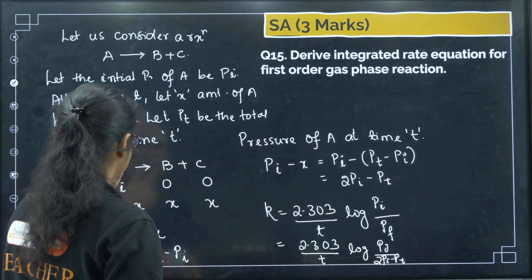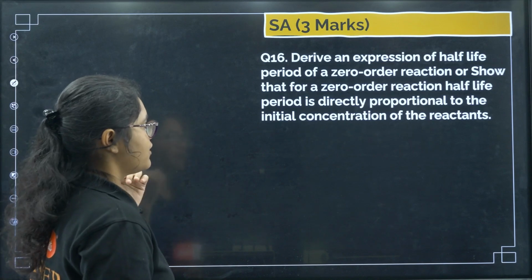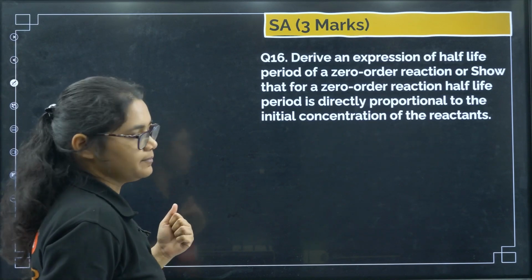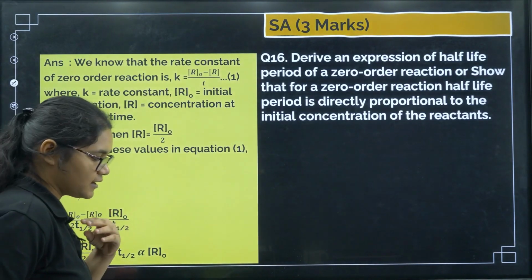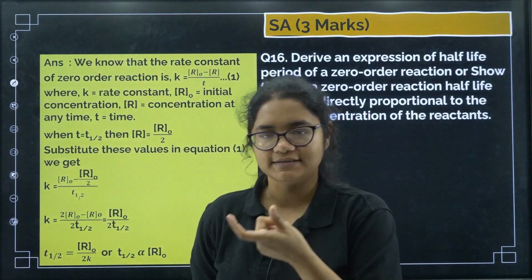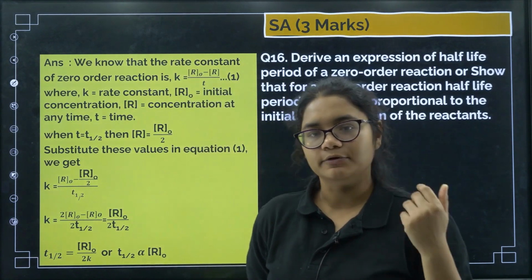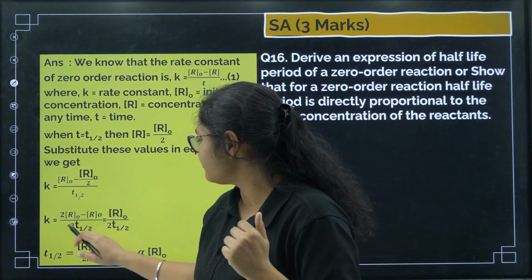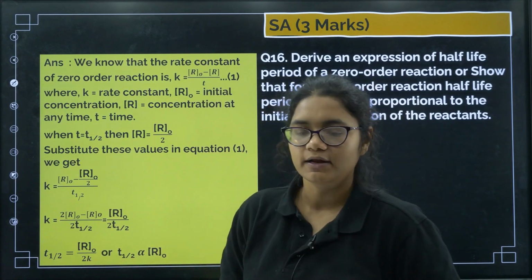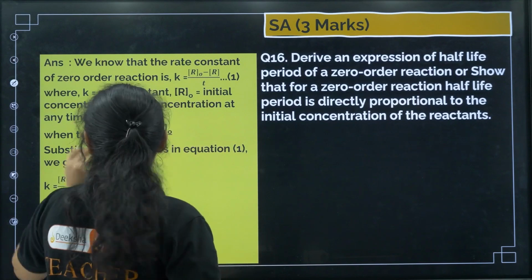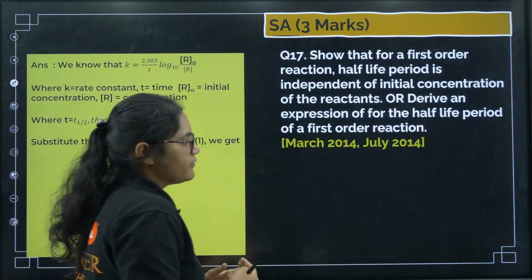Clear? Next, question 16: derive an expression for the half-life period of a 0th order reaction. This is very simple. We already have this equation: Kt equal to R naught minus R. During half-life, R value is R naught by 2 and t value is t half. Substitute everything and you will get t half is equal to R naught by 2K.